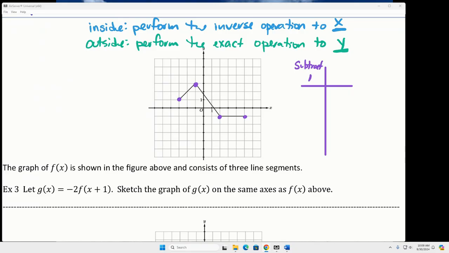All right, the y is what's happening on the outside, and you're going to do the exact thing. And so on the outside, we're multiplying by -2, which is going to be a reflection, but we actually don't have to think about that right now. So we're just going to multiply by -2.